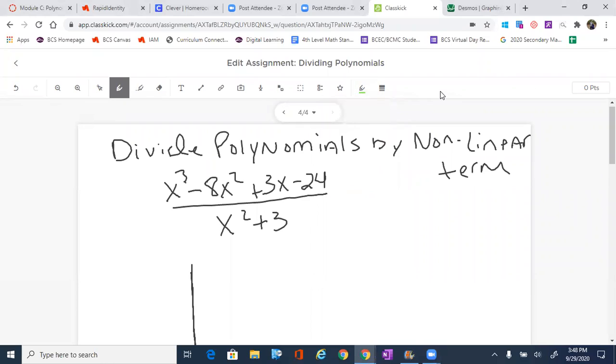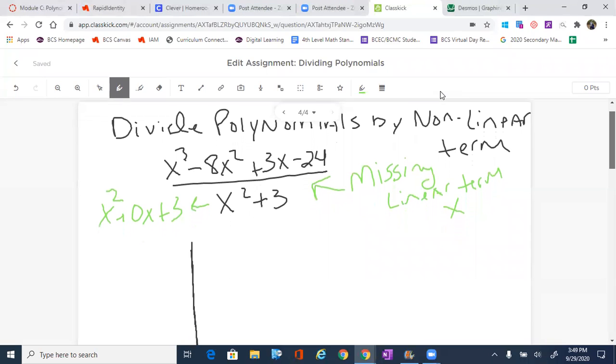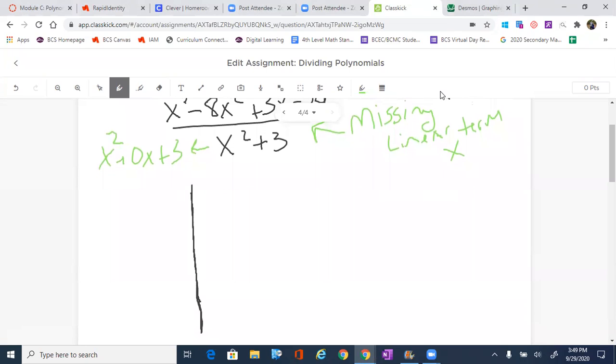You'll notice that in x squared plus 3, we are missing the linear term. So we are missing the x value. Well, guess what? What could possibly be in front of it that makes it just vanish? It must be a 0 because 0 times x is 0. So I'm going to write that down. Instead of writing x squared plus 3, I need to pay attention to the fact that it is x squared plus 0x plus 3.